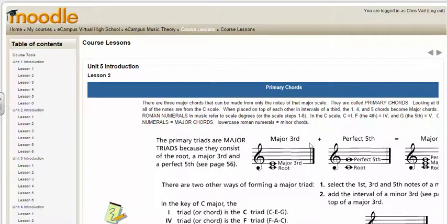This is a short video on looking at chords, Roman numerals, and items related to figured bass. So take a couple minutes to look at some stuff related to Unit 5 and the assignments as well.